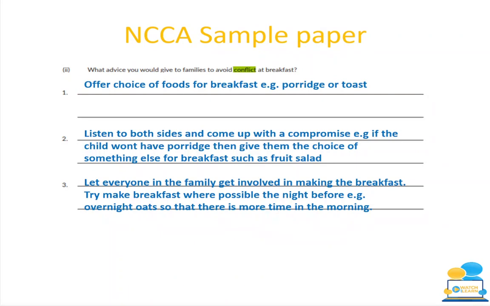Here's an NCCA sample paper. It says part 2, what advice would you give to families to avoid conflict at breakfast? So my sample answers are to offer choice of foods for breakfast. For example, offer porridge or toast. Don't just say you're having this porridge and nothing else and you're not leaving until you eat it. If you do that, there's going to be a huge argument. If you compromise and offer a choice or involve the child when you're doing the shopping, then you're more likely to avoid confrontation first thing in the morning.